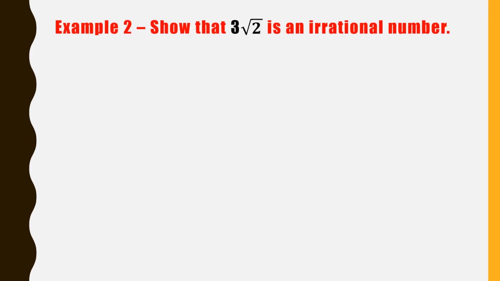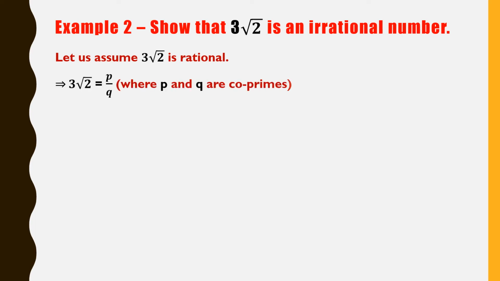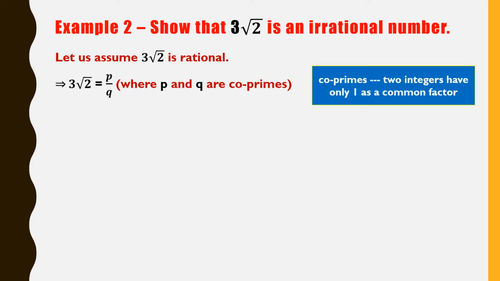So here is your example. Show that 3 root 2 is an irrational number. Till now we discussed only root 5 and root 2. Now I'll tell 3 root 2. This is only a 2 mark problem, very, very easy. Here also we'll take 3 root 2 as a rational number, where p and q are co-prime. Same steps you should write.